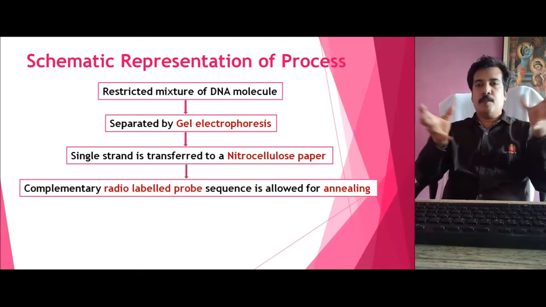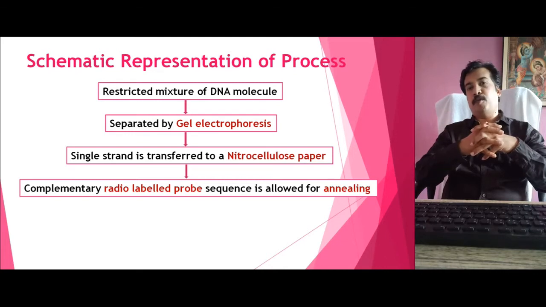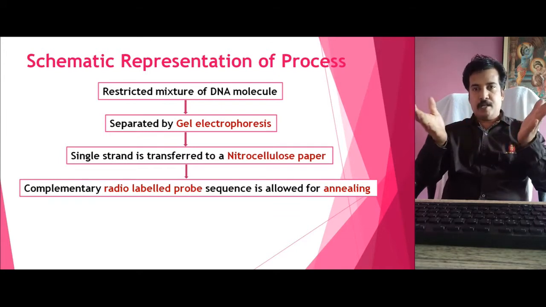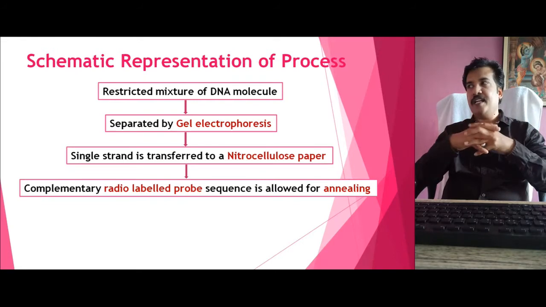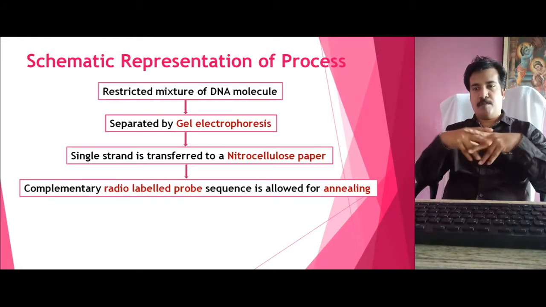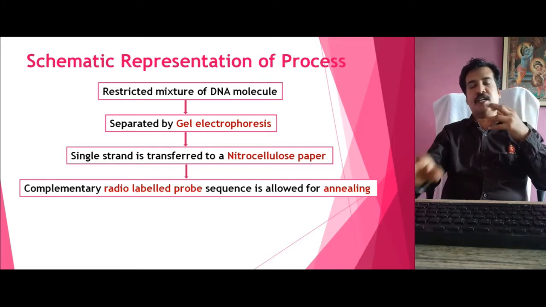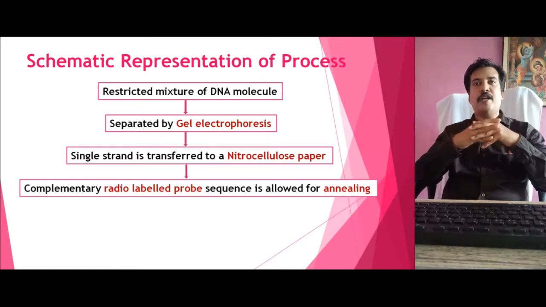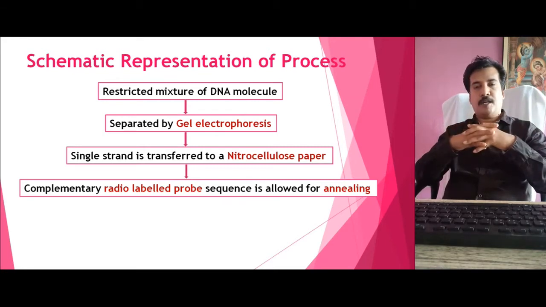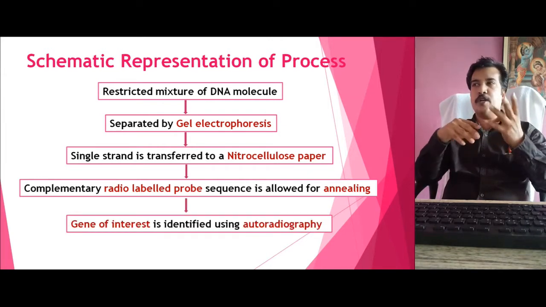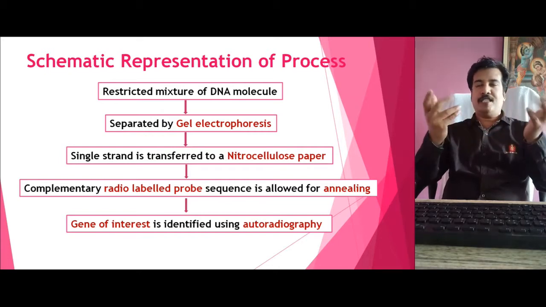Then it is incubated along with a radio labeled probe which is complementary in sequence to the gene of interest. Once we incubate it, the complementary sequence has a tendency to re-anneal and helps in the identification process. Generally, this probe DNA is labeled with a fluorescent dye or a radioactive phosphorus or sulfur, anything. Thereby the gene of interest will be very easily detected by an autoradiography technique. So I will once again simplify this.